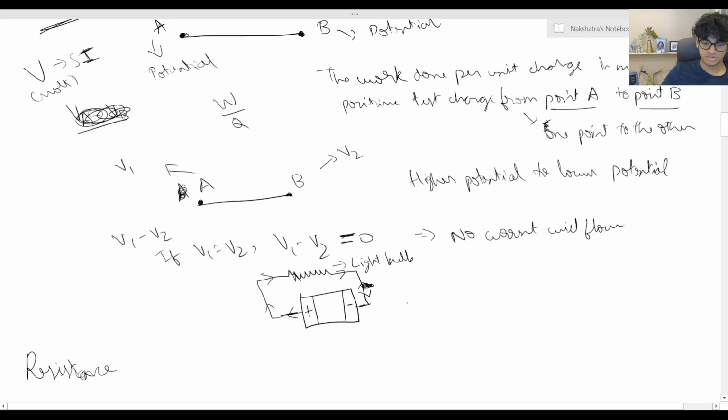So in a cell, what happens is basically there is a chemical reaction which keeps a potential difference. The moment the potential difference becomes zero, current stops flowing, and we say, oh, the battery or the cell is out of charge. It's out of charge because no current is flowing, and no current is flowing because the potential difference is no longer there.